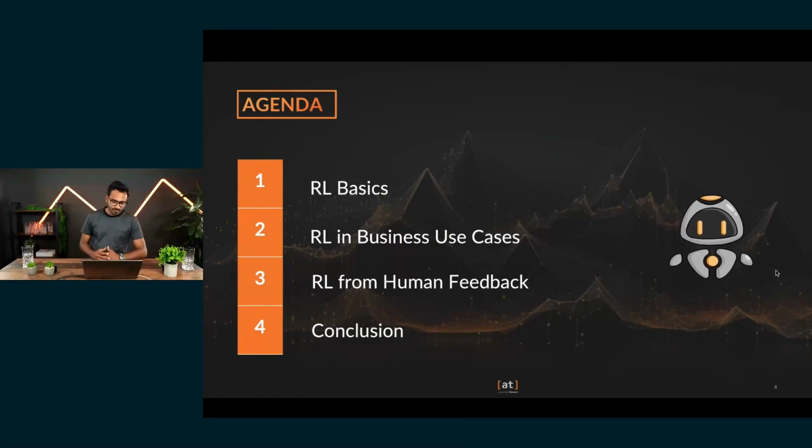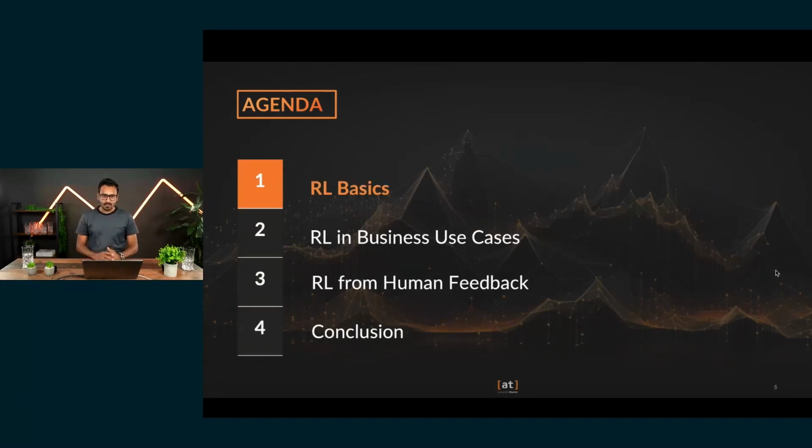So we have 3 main topics for today. The first one is basics of reinforcement learning and the terminology we use for describing reinforcement learning problems. The next one is business use cases that Philipp will introduce and talk about. And the last one is reinforcement learning from human feedback, which Constantin will talk about.